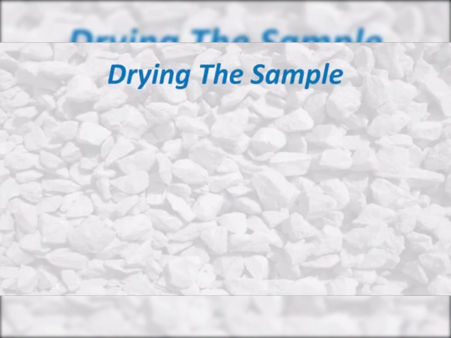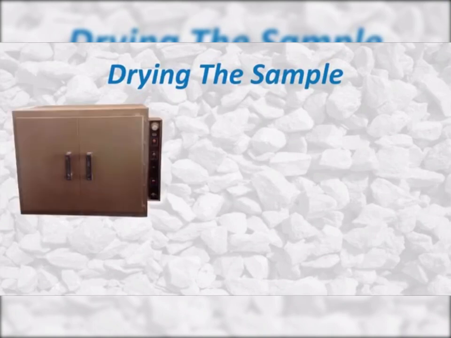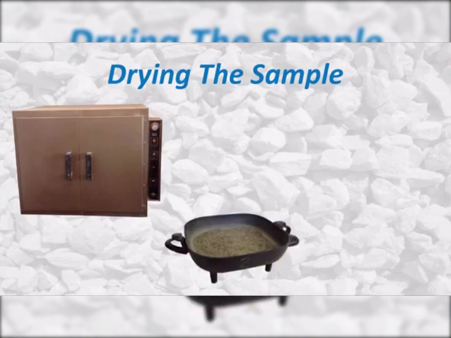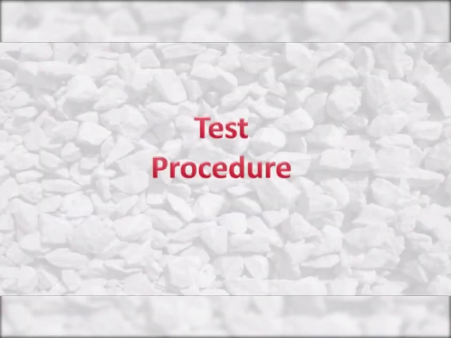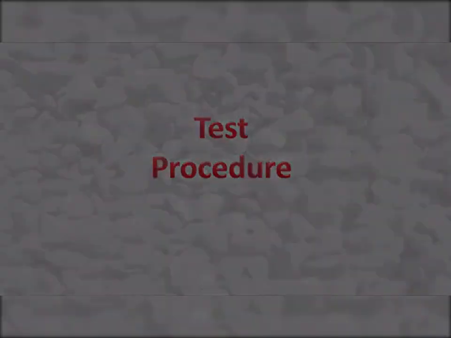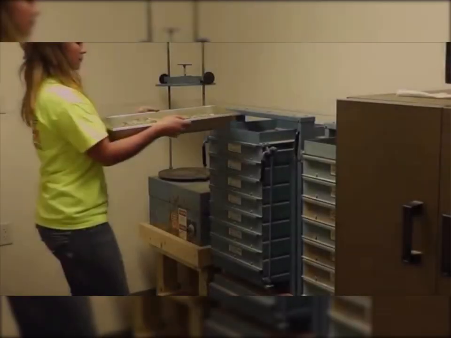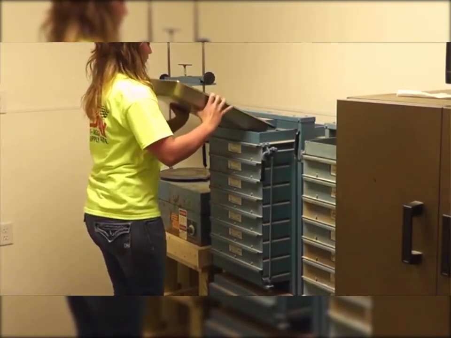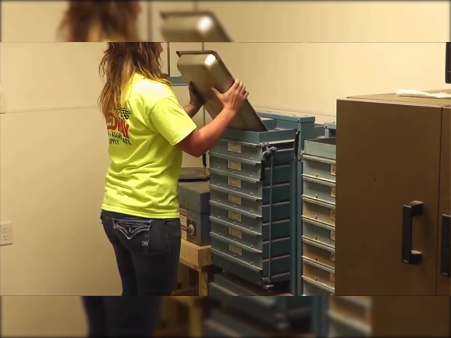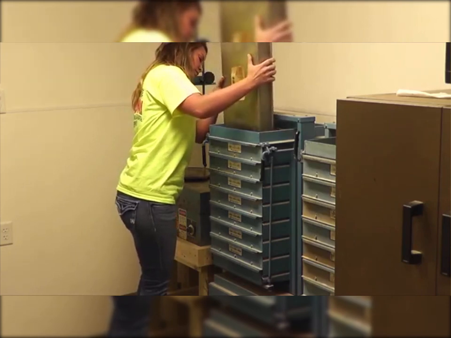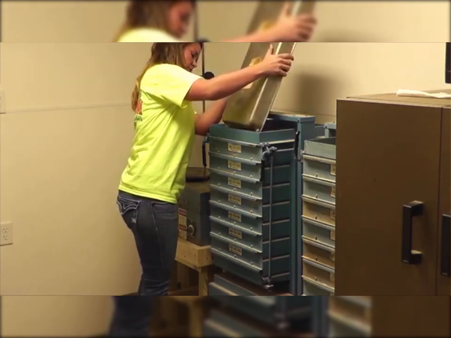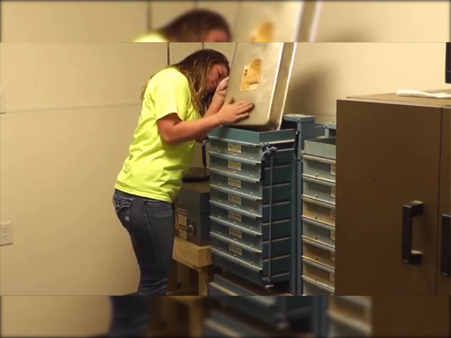Samples are dried to a constant weight in an oven set at 230 plus or minus 9 degrees Fahrenheit, in an electric skillet, or over an open flame. Once a field sample has been obtained and split down to the proper test sample weight, the material is dried to a constant weight, weighed and recorded, and then placed into the top of a set of nested sieves.